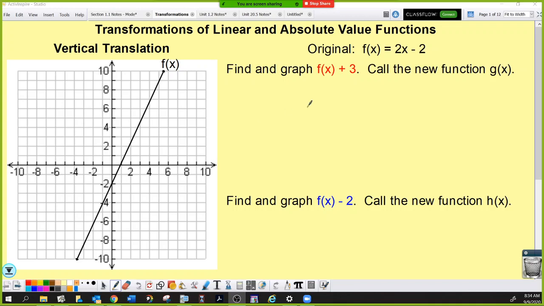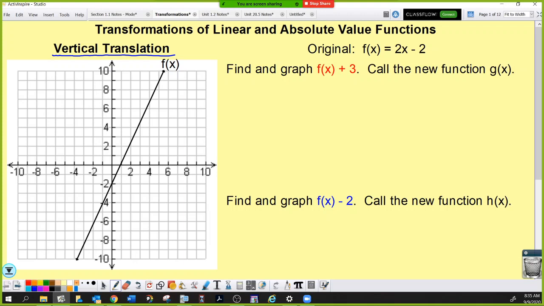All right, transformations of linear and absolute value functions. This first slide I have titled vertical translation. The word vertical means up and down, okay? Translation, if you remember from geometry, means to shift or slide. So this slide, oddly enough, is about taking a graph and shifting it up or down. That's what we're doing here.